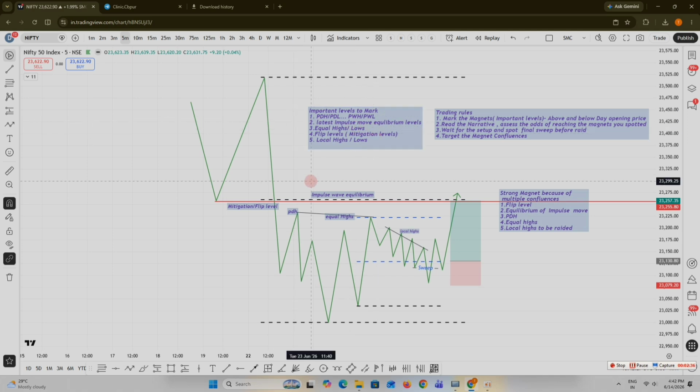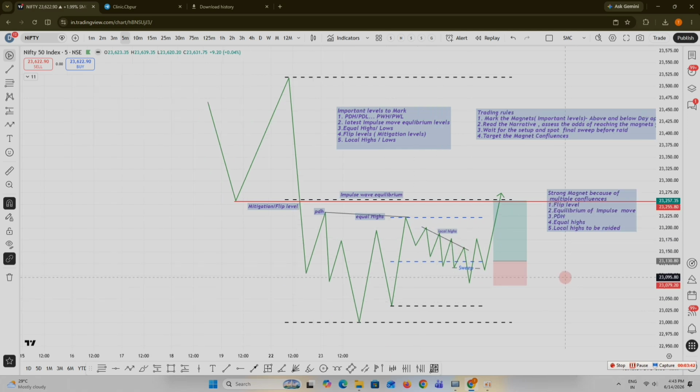See in the example structure I have marked. From here, this is the latest impulse move and this is the equilibrium level. And this high I have taken as a PDH, previous day high, and equal highs and equal lows. We have to mark all these levels and the mitigation level, also called the flip level. See here, the price has broken the previous low. This next will become an important resistance point. Also, this level acts as a strong magnet, drawing the price towards it. And also, we need to mark the local highs during the course of the market movements.